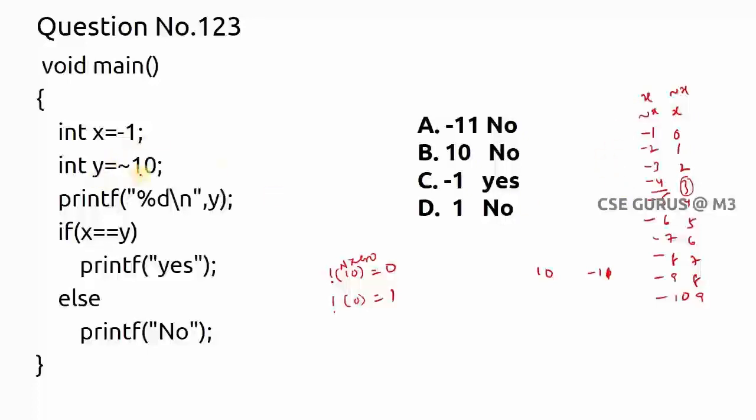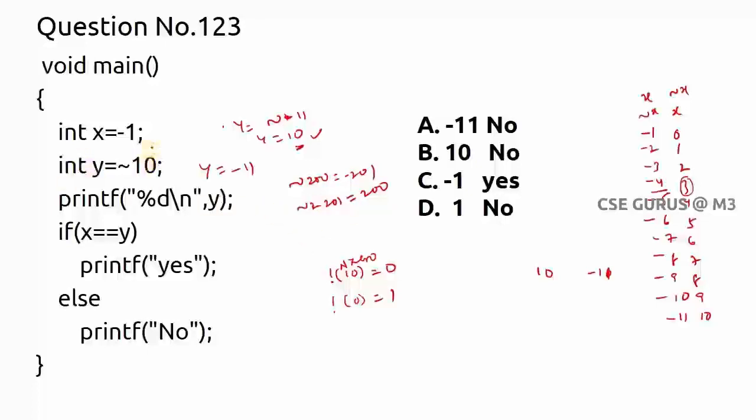Let us suppose y equals the negation, tilde of 10. The y value will become minus 11 for positive 10. Even if you take tilde of minus 11, the y value will become 10. That is how you get the opposite numbers. Even tilde of 200 will be minus 201, and tilde of minus 201 will become 200.